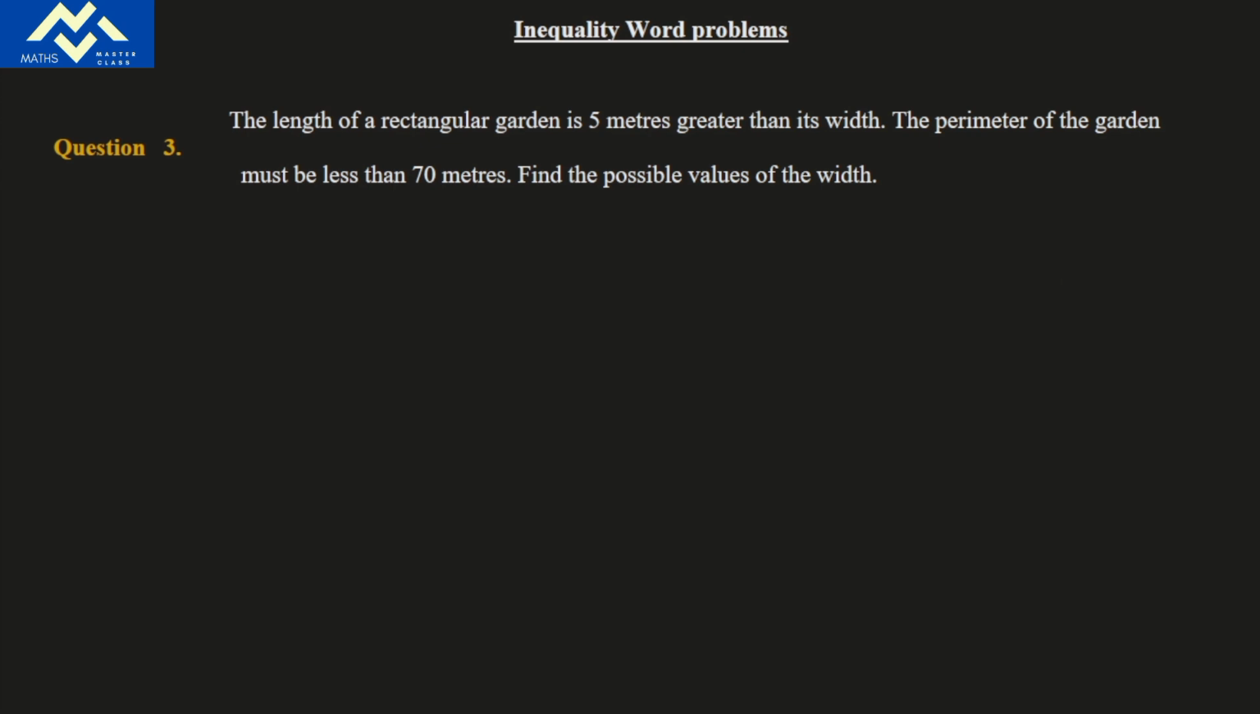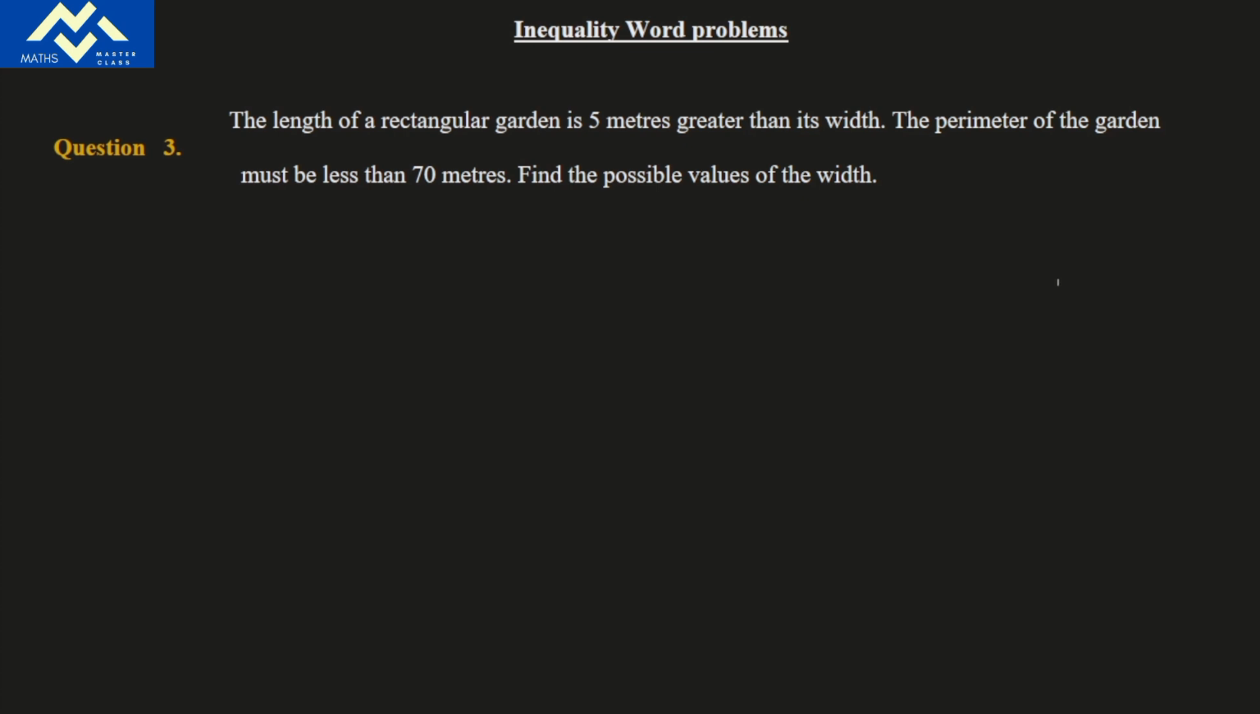First, we read the question carefully to identify the information given. Then, we identify what the question wants us to find. Next, we translate the information into an inequality. Then, we solve the inequality, and finally, we check our answer.